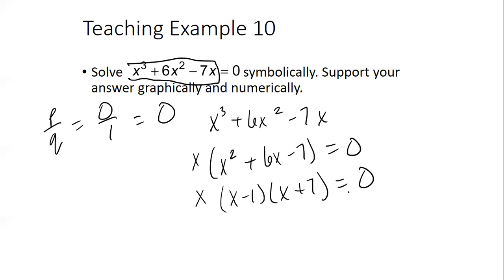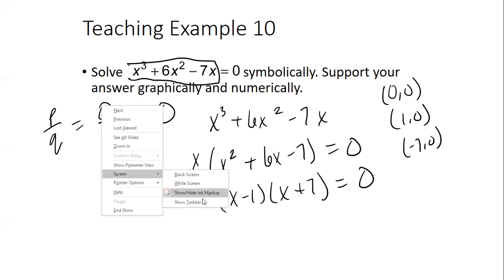So I now know where all my zeros are, right? So I have a 0 at 0, which we already knew. So at 0, 0, we have an intercept at 1, 0, and we have an intercept at negative 7, 0. So therefore, these are my solutions: 0, 1, and negative 7. Okay, what it says graphically and numerically, that means looking at the graph and looking at your table. So let's look and see what this looks like on the graph.